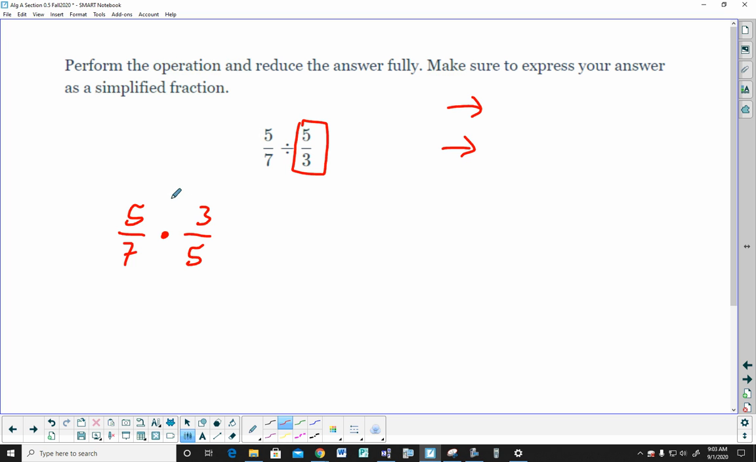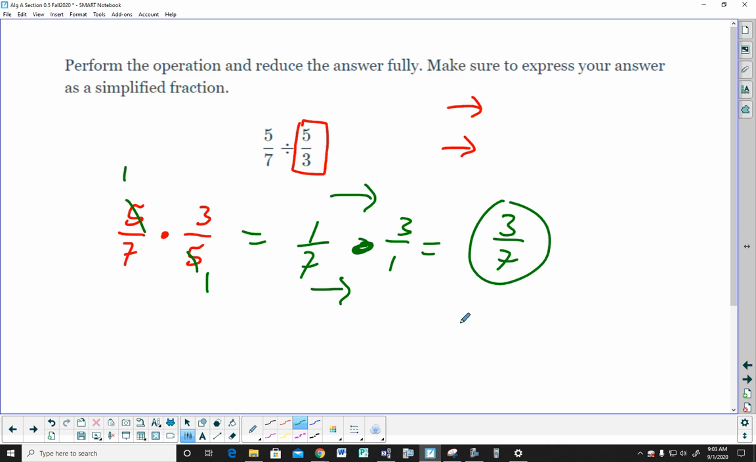Right? Now, notice, you guys, these diagonals are the same. That'll reduce. 5 goes into itself once and once. So you're left with 1 seventh times 3 over 1. And now you just multiply straight across. So you get 3 sevenths, and that's your answer. Okay? So to do the division, you hold the first one still, flip the second, and do exactly what you've been doing with multiplication.